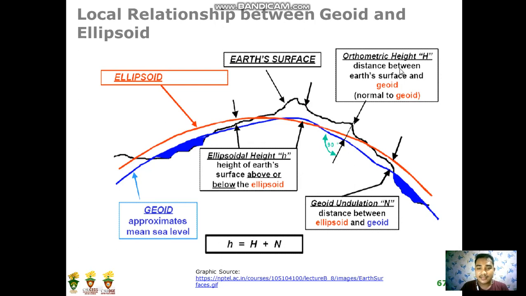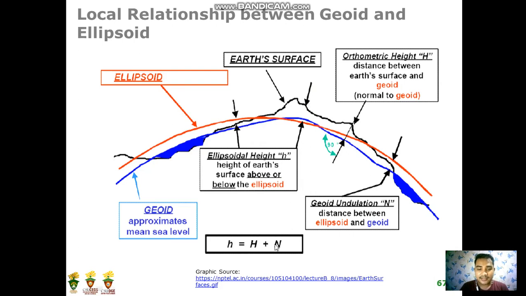Orthometric height is the distance between the Earth's surface and the geoid. So going back to this point, from there going toward the geoid, the blue one, normal to the geoid. Normal means 90 degrees, so the tangent line there is at 90 degrees, and this line is the normal line at that point. So from that point going to the geoid, that is the orthometric height.